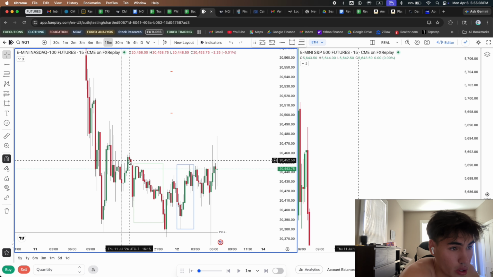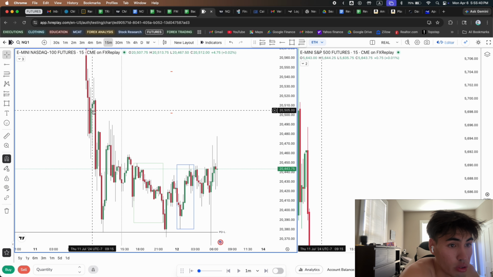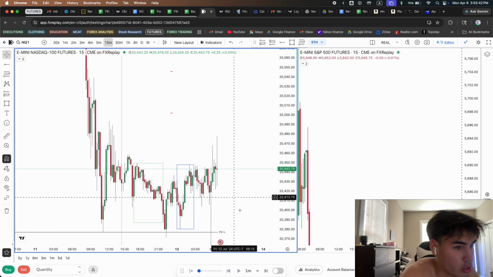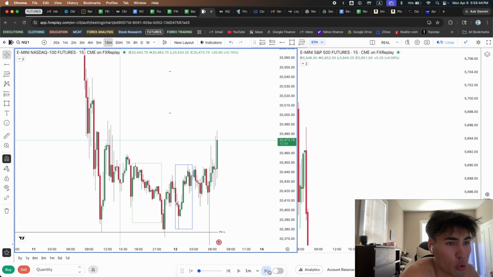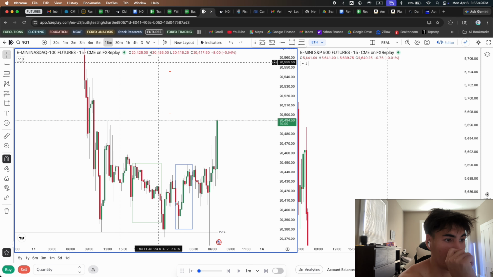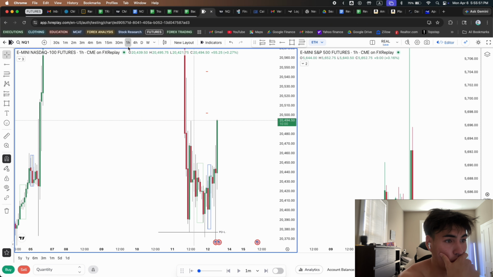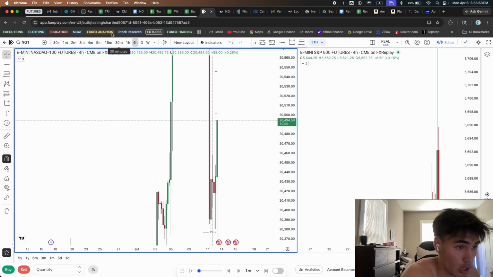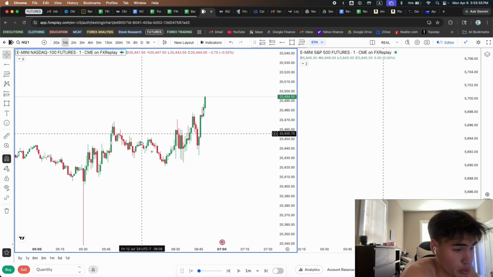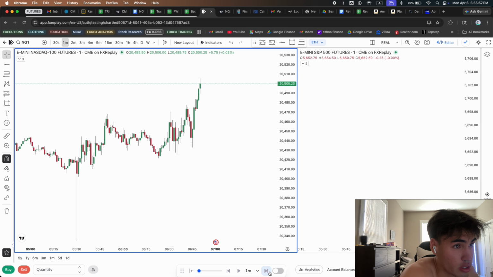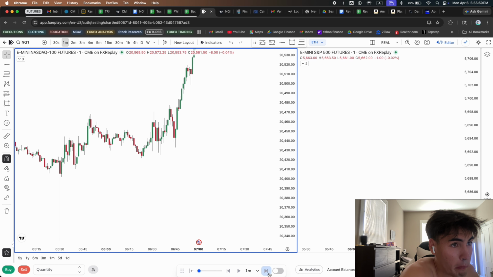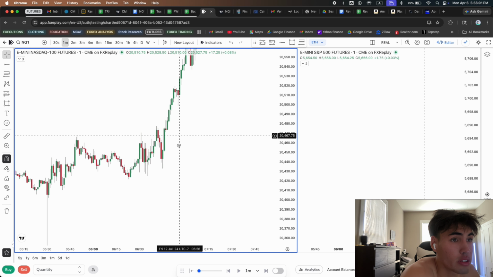That would have been so prime if we tapped into this gap right here, but we're gonna wait. Okay, we're getting closer. Okay, so we tapped into this 15 minute. We have this 4 hours, is perfect. If we get a displacement to the downside, I'm taking this shit. Okay, I guess we're not taking that.